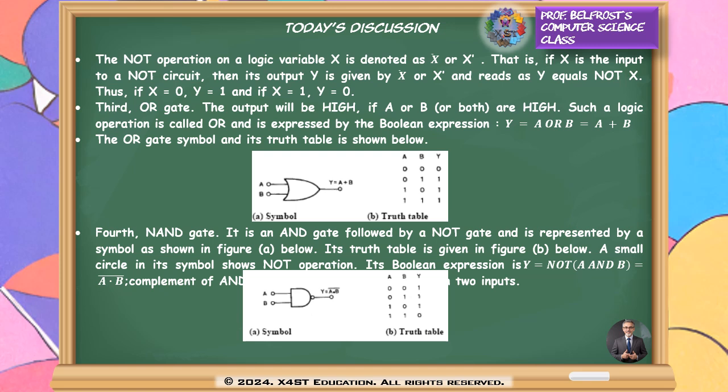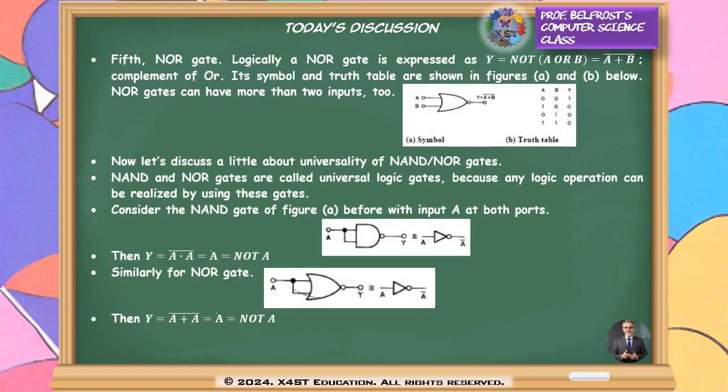Number 4 is the NAND gate. The NAND gate is actually NOT AND. It is an AND gate followed by a NOT gate. It's represented by the symbol shown in figure A below, and the truth table is given in figure B. The small circle in this symbol shows that this is a NOT operation. So a NAND gate is Y equals NOT the AND of A and B together, so it's A dot B, together with a bar or apostrophe. This is the complement of the AND of A and B. It has at least two inputs and one output.